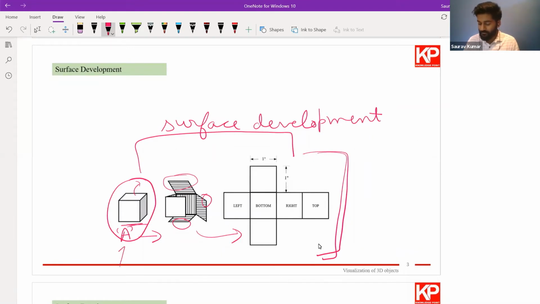You will get a 3D object. They will give you 4 options which are having options like this, and then you need to identify which one is the right one. Are we clear till now?